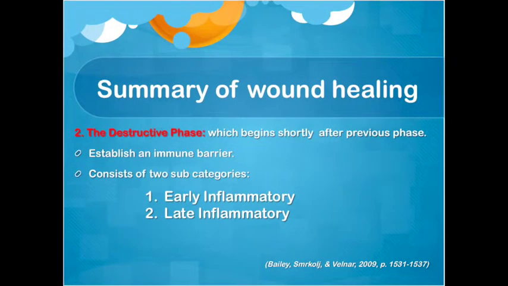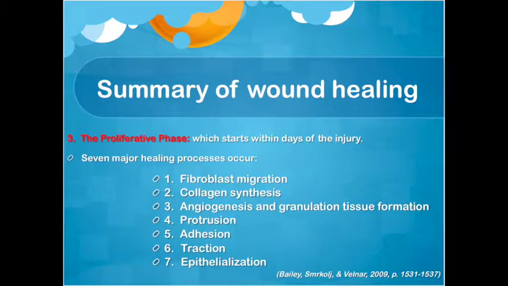The destructive phase begins shortly after the initial phase and consists of 2 subcategories. The aim of this phase is to establish an immune barrier against invading microorganisms. The complement cascade is activated, which initiates molecular events. This leads to neutrophils invading the wound to prevent infection. Stage 3, the proliferative phase, starts within days of the injury and encompasses the major healing processes.